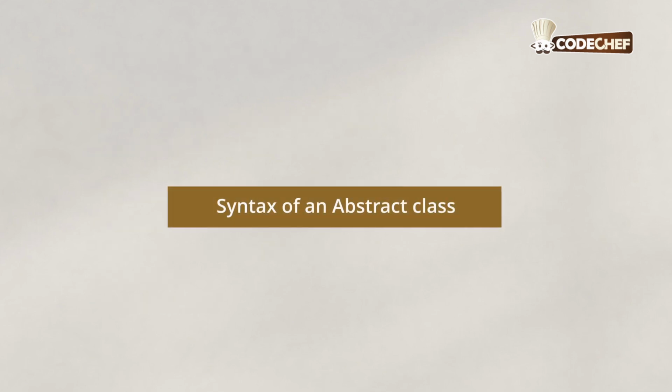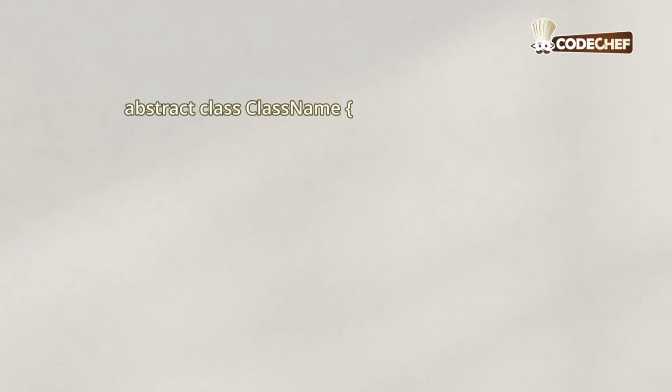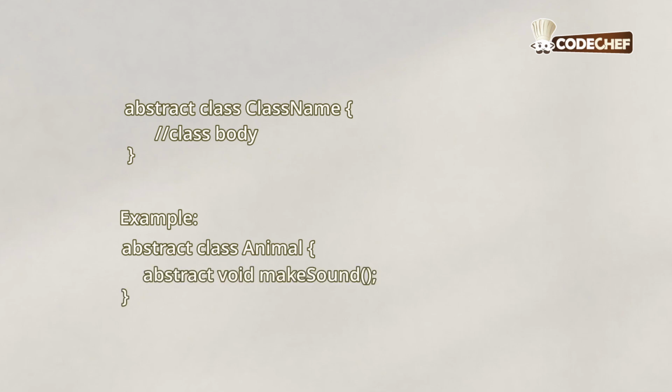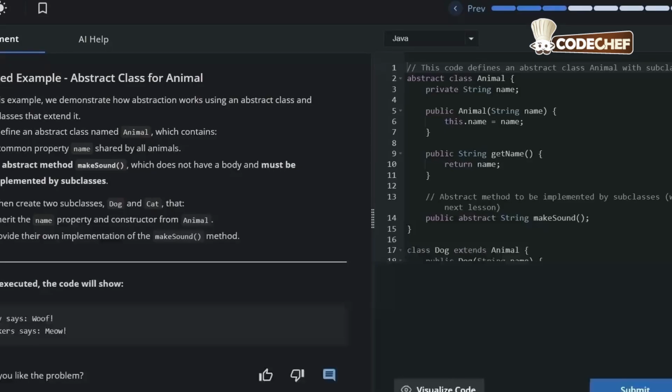The syntax of an abstract class looks like this. For example, abstract class Animal, abstract void makeSound. So here we have the abstract class name and we will have our class body over here. Now let's look at a practical example.